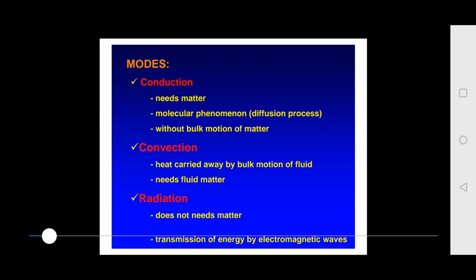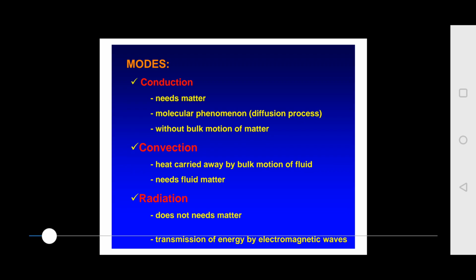So it needs matter. Molecular diffusion takes place at the level of molecules, and it does not need a bulk motion of the matter, so it can be a body at complete static rest. The second mode of heat transfer is convection. Convection is heat carried away by the bulk motion of a fluid. You need fluid motion, the heat being transmitted due to bulk motion inside the fluid, so convection needs fluid matter.